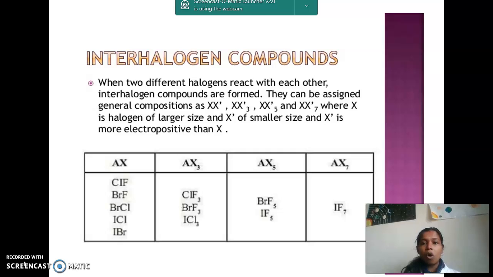Interhalogen compounds are formed when two different halogen atoms combine with each other. They are of the form XX', XX'3, XX'5 and XX'7. So, interhalogen compounds are formed by reacting two different halogens.